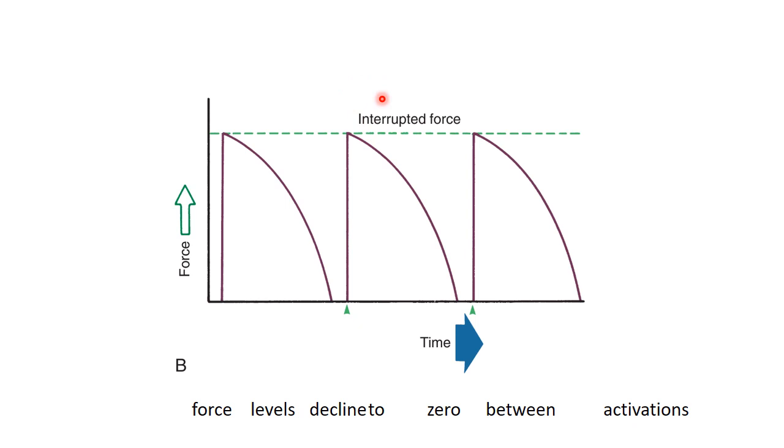With interrupted force, the force level will decline to zero between activations. We apply a force that reaches the maximum and then gradually decreases until it reaches zero. The next visit will reactivate it and so on. Both interrupted forces and continuous forces are produced by fixed orthodontic appliances, meaning the patient does not interfere with them.